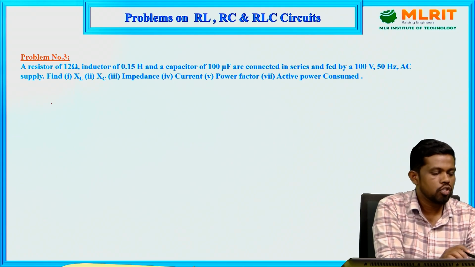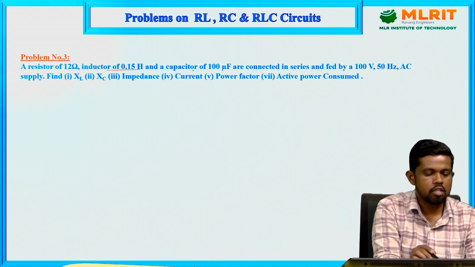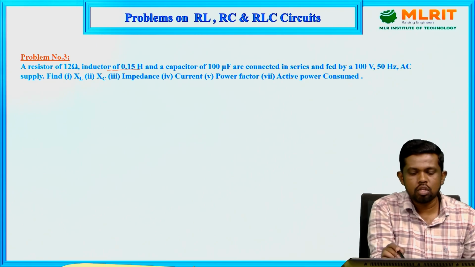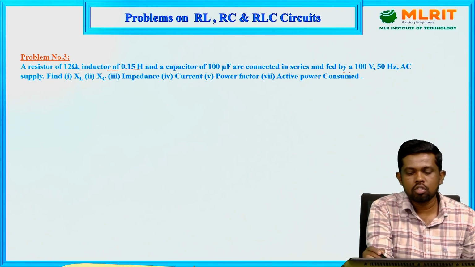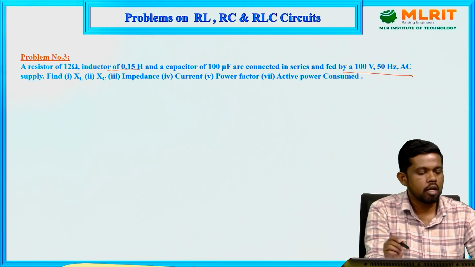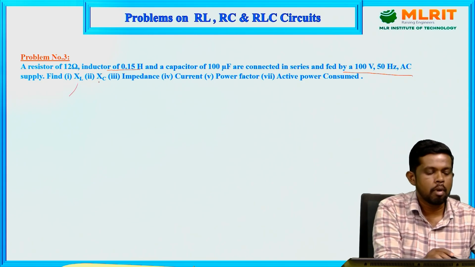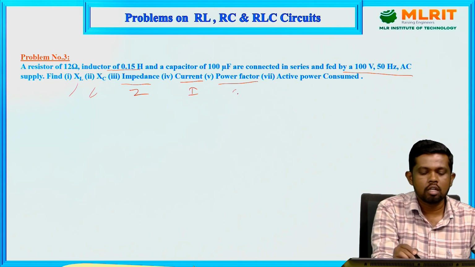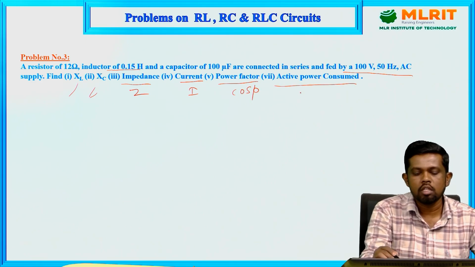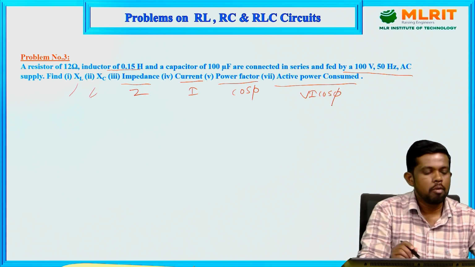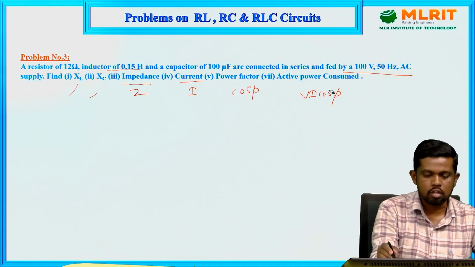Question number 3 mentions a resistance of 12 ohms, inductance of 0.5 Henry, and capacitance of 100 microfarads connected in series, and the combination is fed by a 100 volts, 50 hertz AC supply. Determine the inductive reactance, then capacitive reactance, then impedance offered by the network, that is capital Z, then current value, then power factor, that is cos phi. Just now we have gone through the power factor of the RL and RC circuits. Then active power consumed, that is VI cos phi, which we have just discussed. So these many parameters we have to discuss.